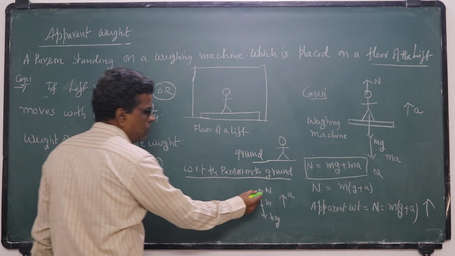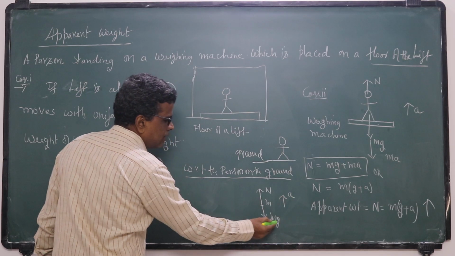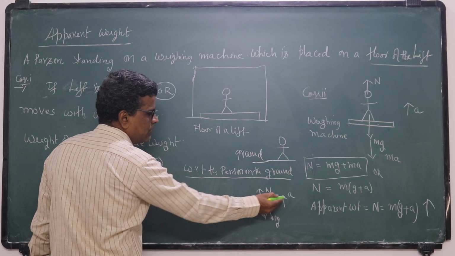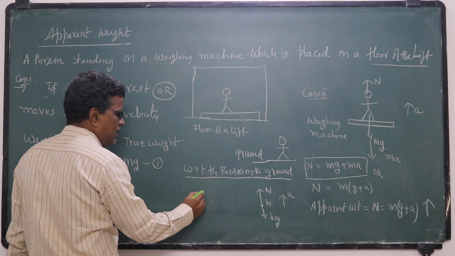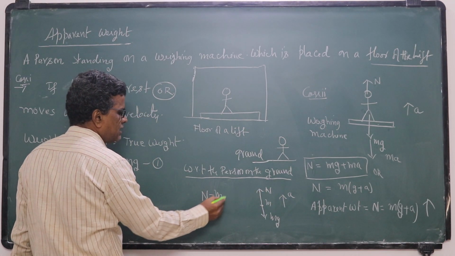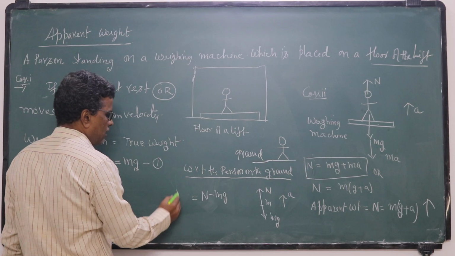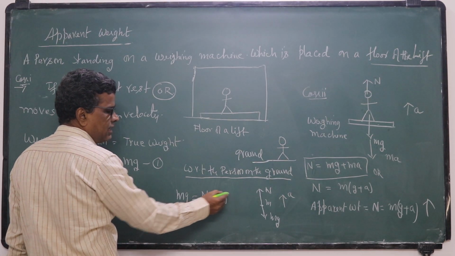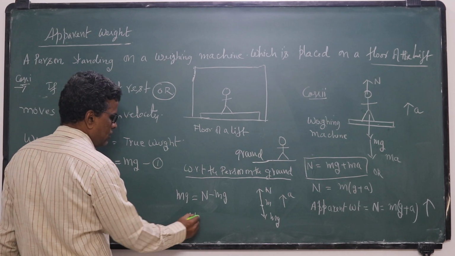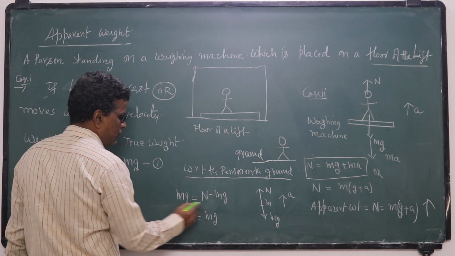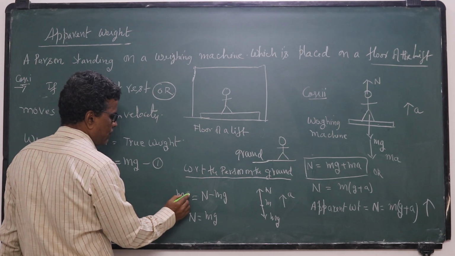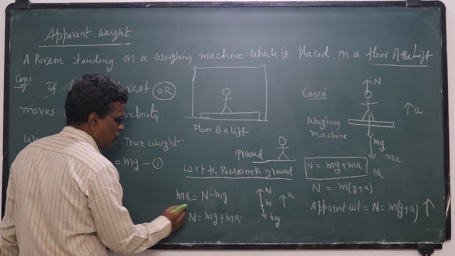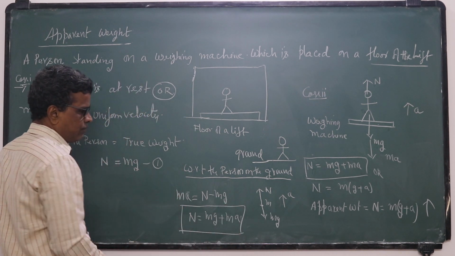So what is this? The resultant force should be up with an acceleration a. So N minus mg is equal to ma. That is, I am using F is equal to N minus mg. So what is N? mg plus ma. So you will get the same result.